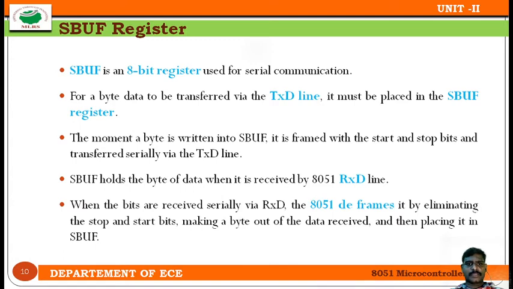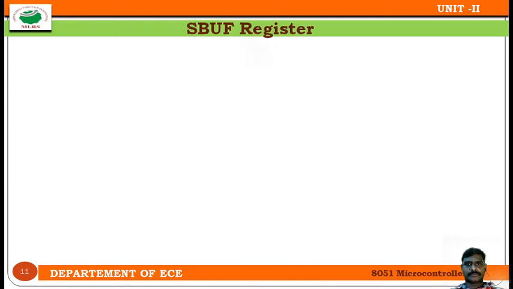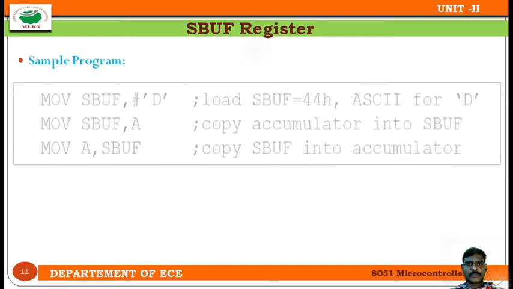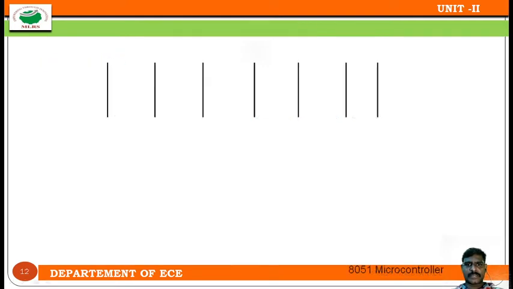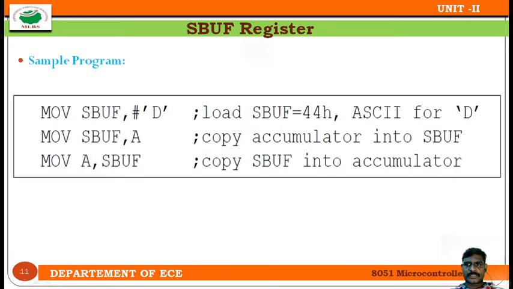So, for example, suppose I want to transfer the ASCII value of D. I write the command MOV SBUF, #'D', where the ASCII value of D will be loaded into SBUF. Now I am moving the A value into SBUF, copying the accumulator into SBUF. Then SBUF is loaded into A.